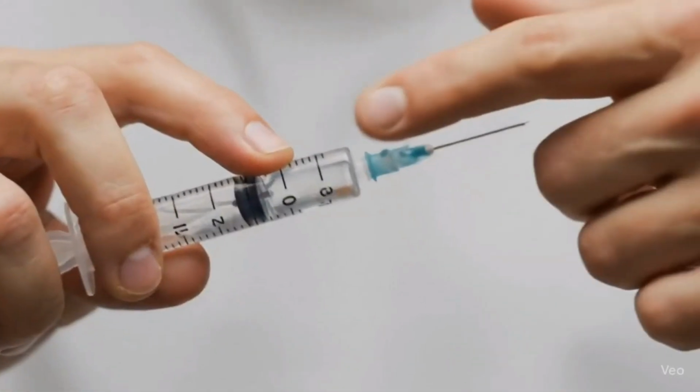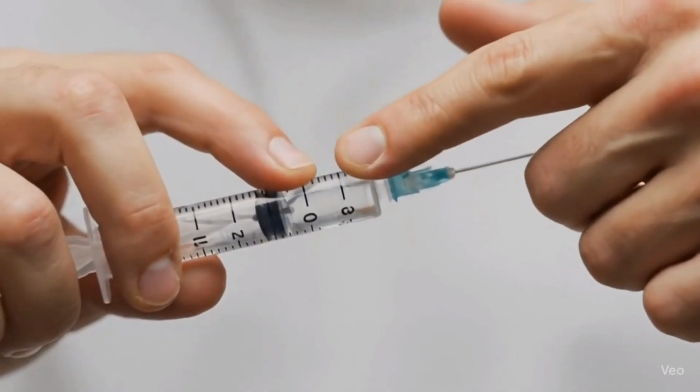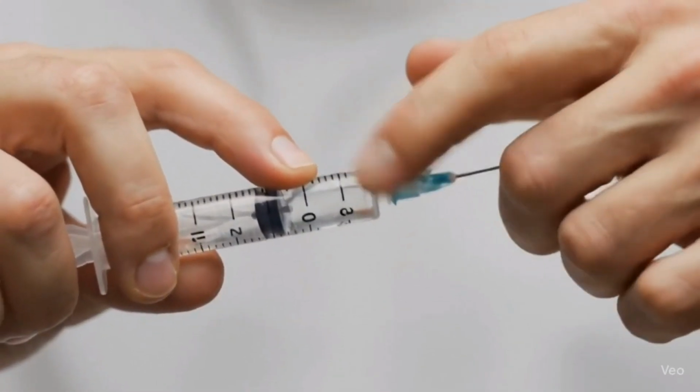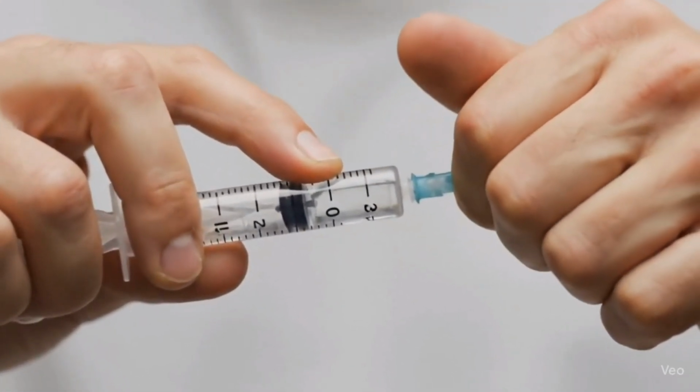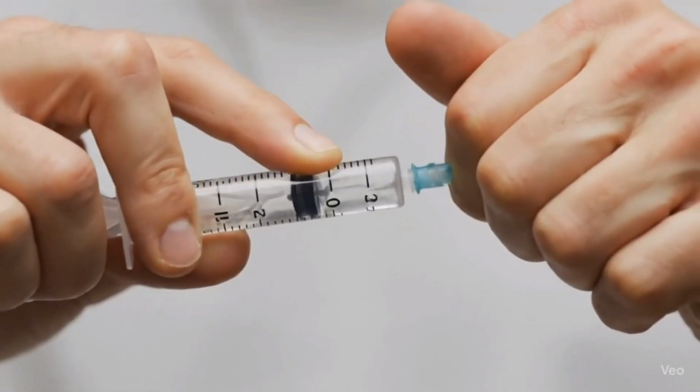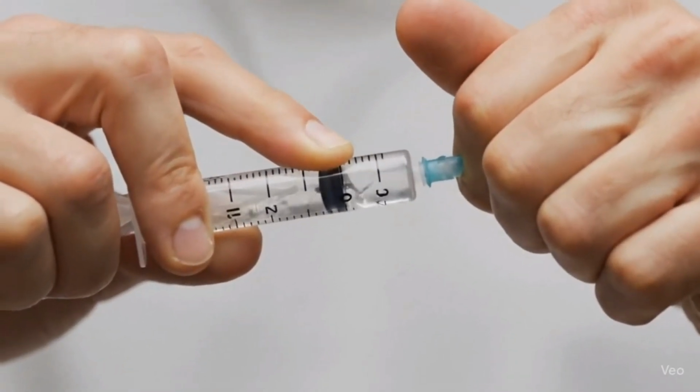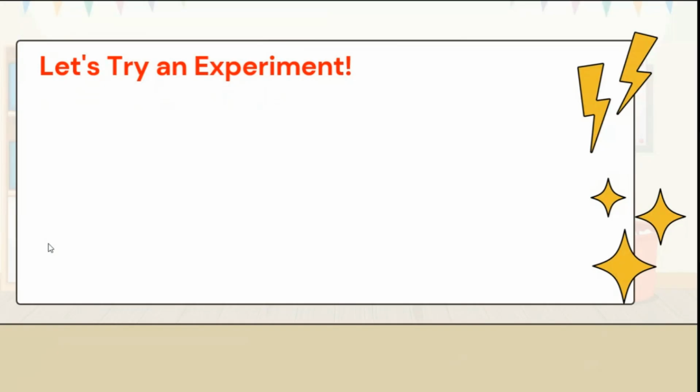You can experience Boyle's law with a simple demonstration. Take a syringe and block the tip with your finger. As you push the plunger in, you are decreasing the volume of the air trapped inside. What happens? It becomes harder to push. That's because you are increasing the pressure of the air inside the syringe, which is resisting your push.